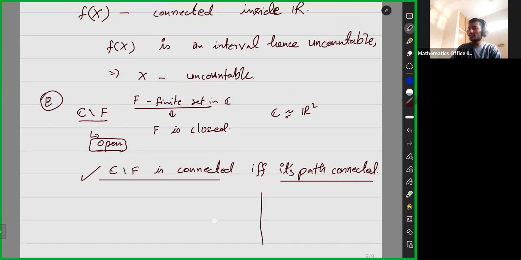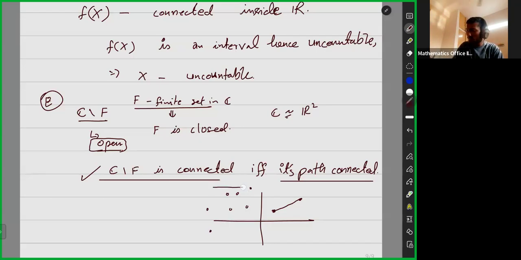Take any 2 points inside the plane. You can connect them by a line because you are missing, let's say, finitely many points. These points are missing somewhere. Pick any 2 points and connect them by a line. If there is a point missing on the line, you go through the other way.